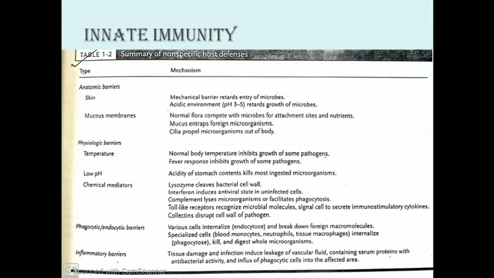Okay. Now, this is the second point that is written here. Acidic environment retards growth of microbes. Now, the first point written is mechanical barrier retards entry of microbes. What do we mean by that? See, until and unless there is a break or a cut or a wound on our skin, nothing can enter our skin from outside. No foreign agent can enter our skin. So in that way, skin acts as a mechanical barrier and retards the entry of microbes.